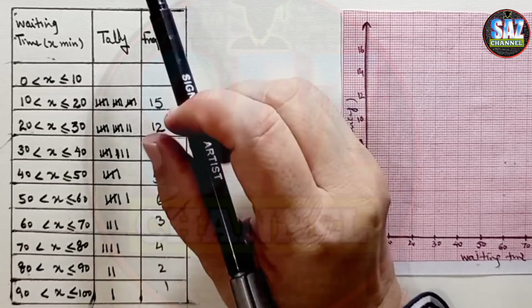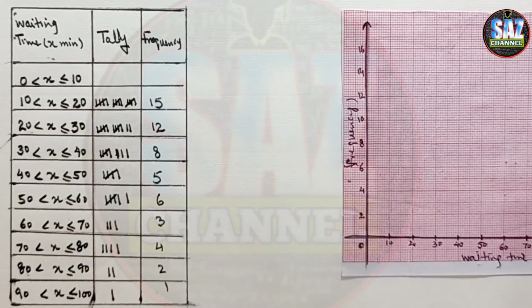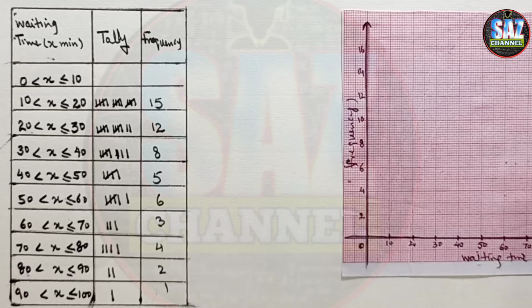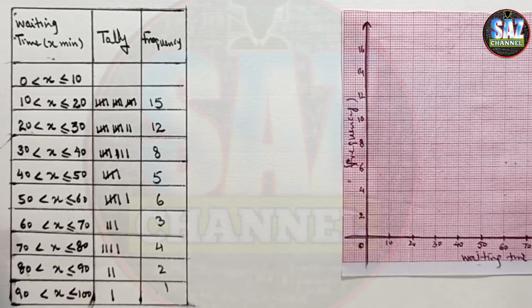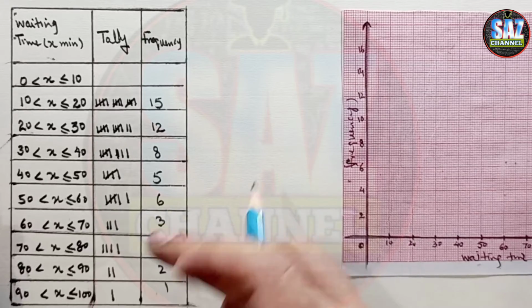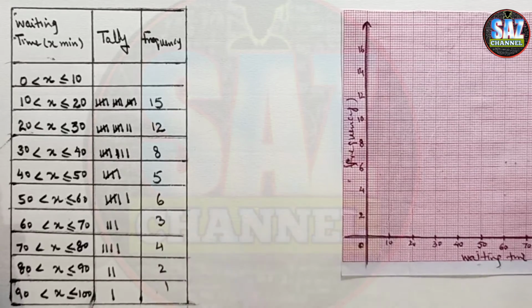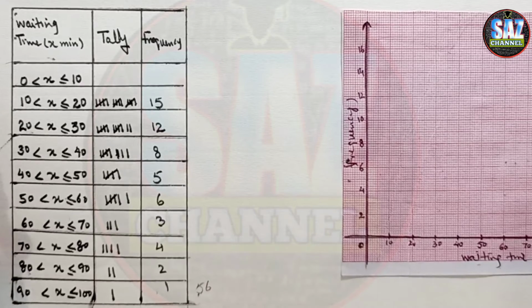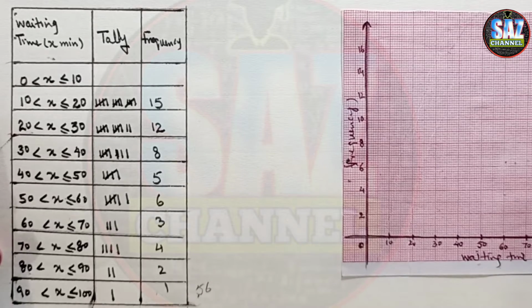The information says that there are 60 patients, so first let me add them up. That will also be helping us in order to decide the tally for the first class. 15 plus 12, plus 8 plus 5 is 13, 8 plus 5 is 13, 9 plus 4 is again 13, 13 and 3, 56. It means that the tallies for 0 to 10 has to be 4.